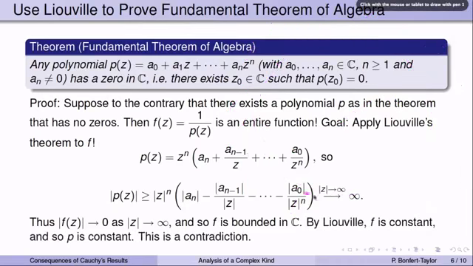But by Liouville's theorem, that implies that f is a constant function. But if f is a constant function, then 1 over f, which is p, must also be a constant function. And that's a contradiction, because we said p is a polynomial with a_n being non-zero and n is at least 1, so that's not a constant function. So we were able to prove the fundamental theorem of algebra using basically the Cauchy integral formula.